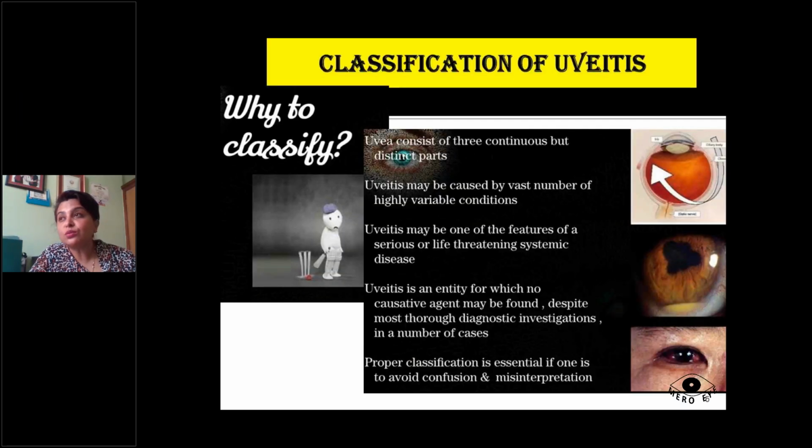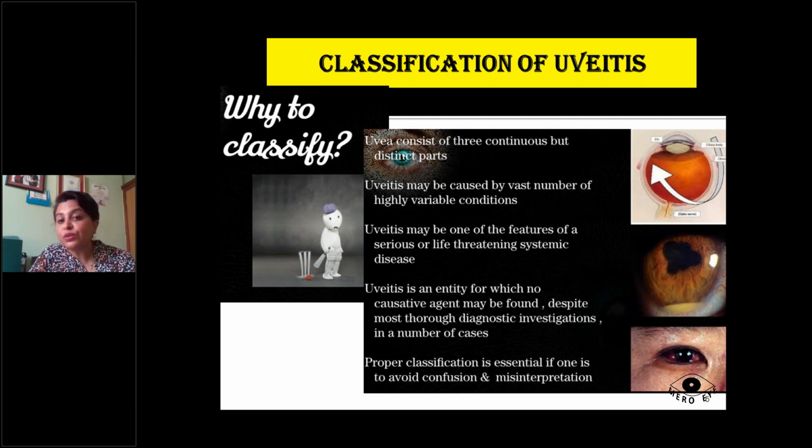That's why, how to move forward towards solving this puzzle? For that, we need a proper classification. Since we know in uveitis the uveal tract is involved, and that tract is made up of three parts, if we can identify which part of this uveal tract is involved, according to that we can reach a step closer to its etiology.